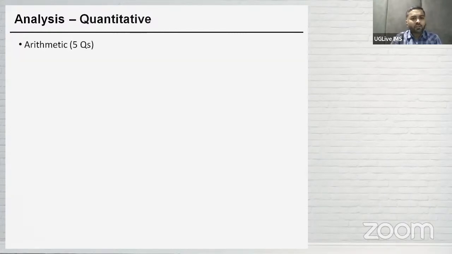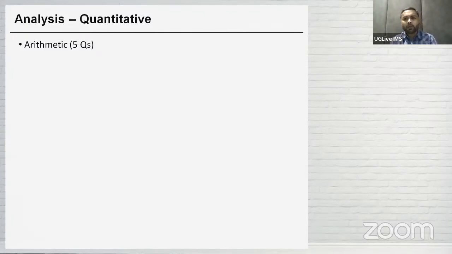Let's move on to the next section, that is quantitative. Last time there were six arithmetic questions. This time there were five, one less. Some students also said that there was a question based on percentage and one based on profit and loss. Those two questions were slightly lengthy and time consuming. They were not difficult, but slightly time consuming. There was one question on time, speed and distance where you have to find the length of the train. That was a very straightforward, very easy question.